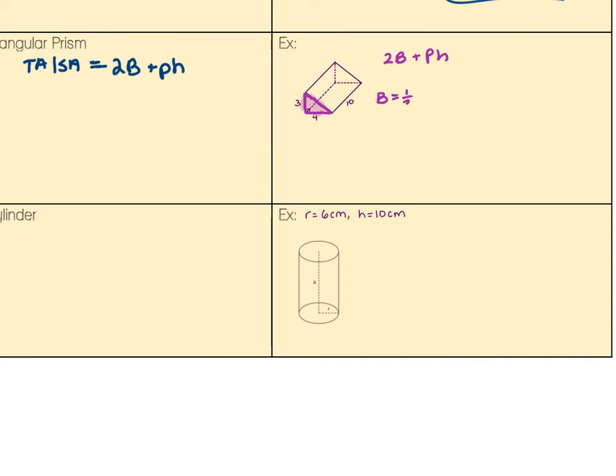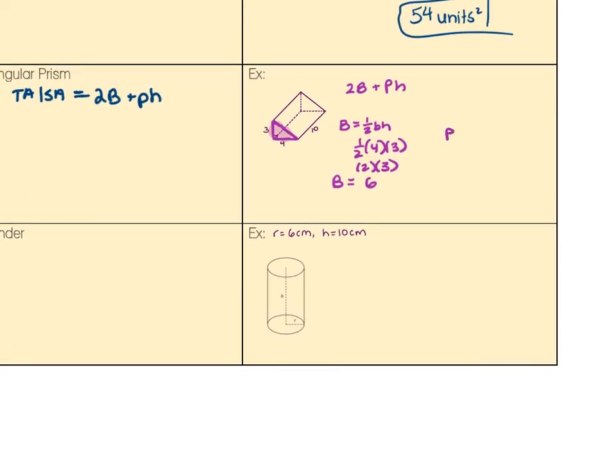So it's 1/2 base times height, or 1/2 4 times 3, 2 times 3, which is 6. That's the area of the base. Now here's the tricky part. To get the perimeter, I have to know this side. I promise you it will be a triple, so this is why you want to know your triples instead of having to do the Pythagorean theorem.